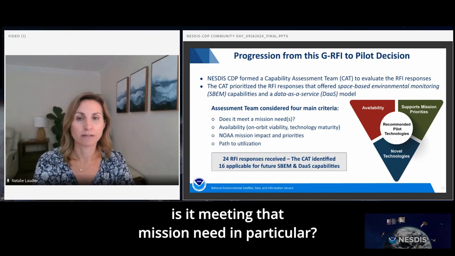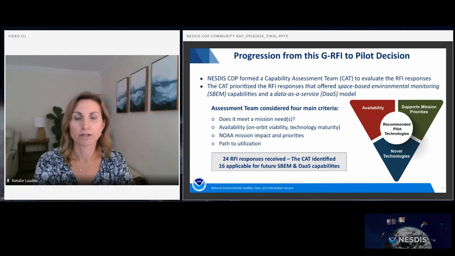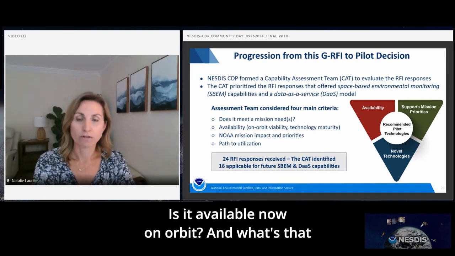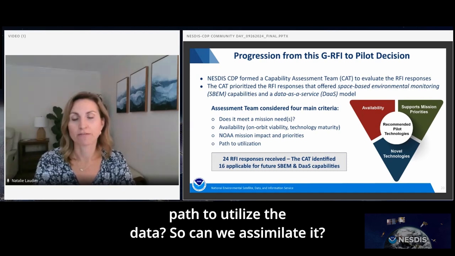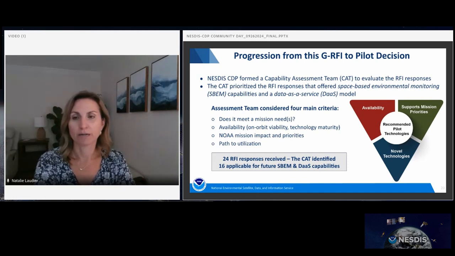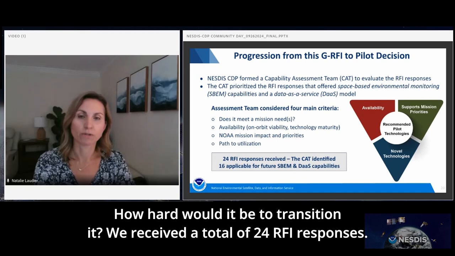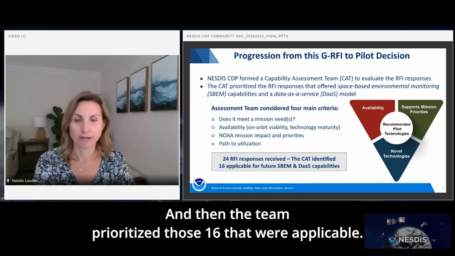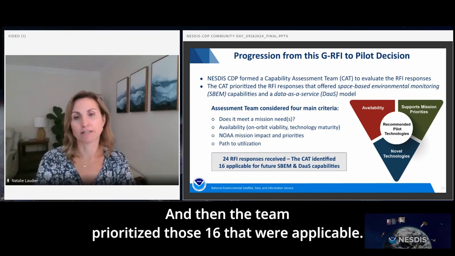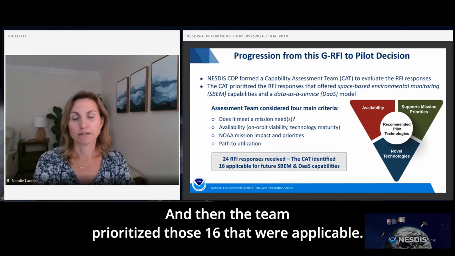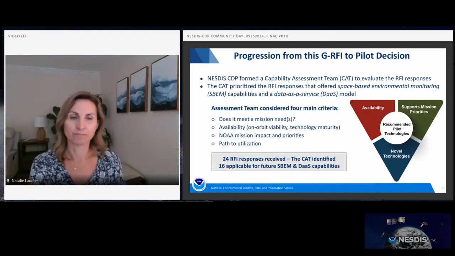So is it meeting a mission need in particular? Is it available now on orbit? And what's that path to utilize the data? So can we assimilate it? How hard would it be to transition it? We received a total of 24 RFI responses, and then the team prioritized those 16 that were applicable.